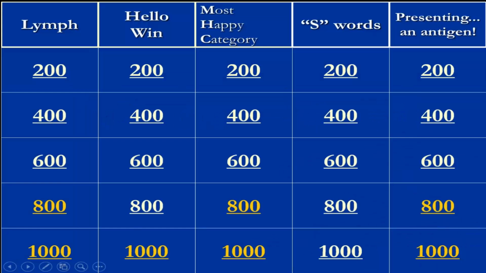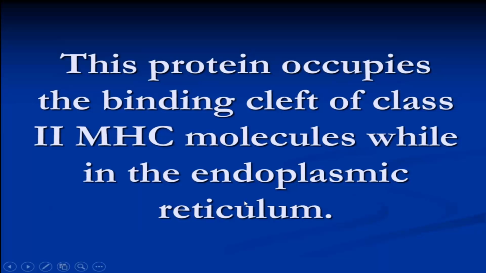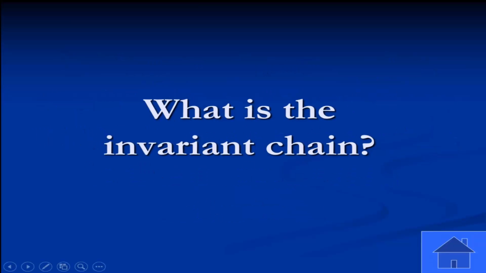The question should be for 800. This protein occupies the binding complex of class 2 MHC while in the endoplasmic reticulum. I can't even come up with an intelligent guess. Okay, go for it, second years. What is the invariant chain?